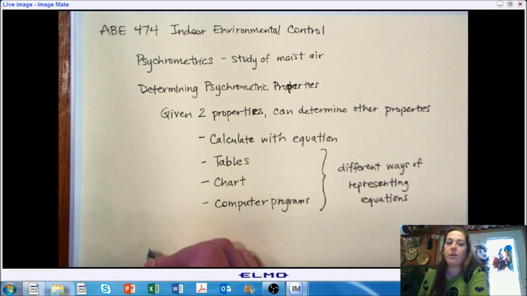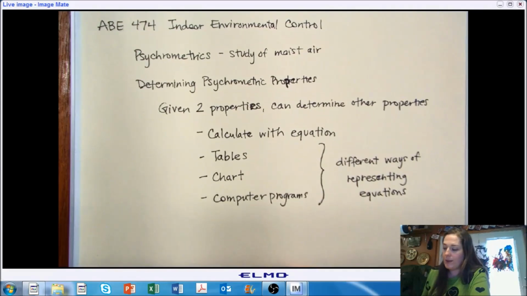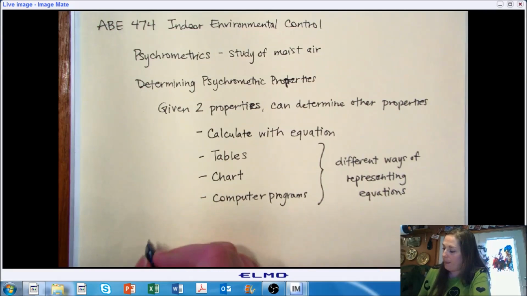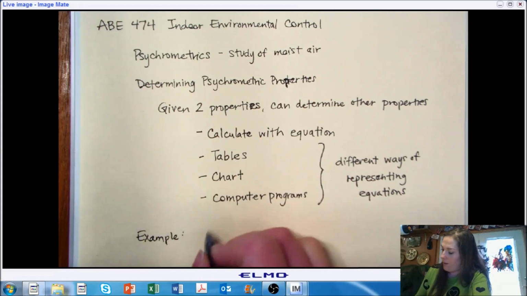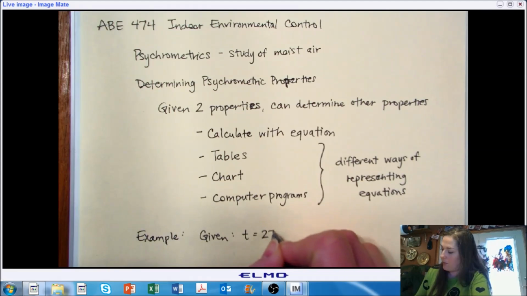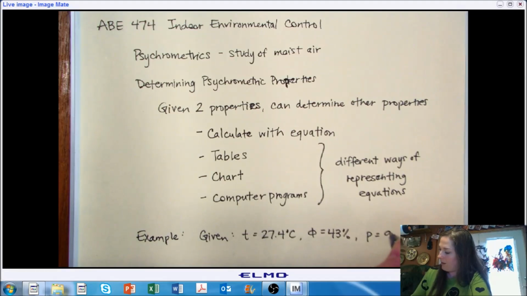Okay, so we're going to work through an example, and we're going to work through the same example and use multiple methods. So we're going to use the equations, we're going to use the psychrometric chart, and we're going to use an online calculator in order to get the psychrometric properties. So here's our example. We're given a dry bulb temperature of 27.4 degrees Celsius. We're given a relative humidity of 43%, and we're given an atmospheric pressure of 92 kilopascals.